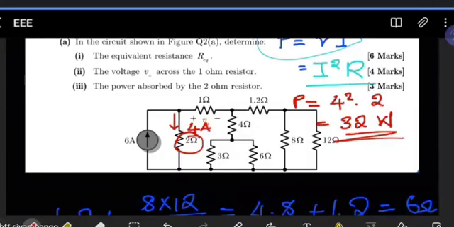Any questions there? Another method you could have used to figure out the same thing is to get the voltage, but that would be a little bit longer. And as a student, you want to find the easiest and laziest way to actually work out this question.